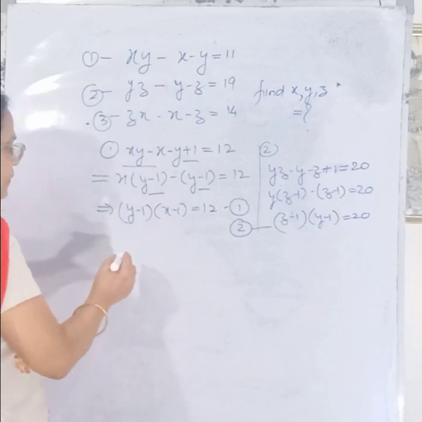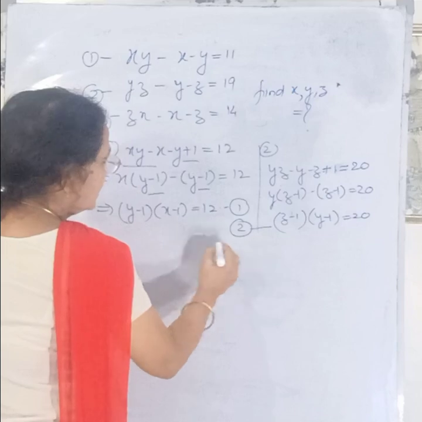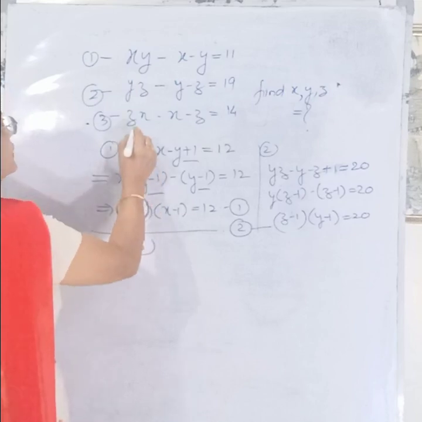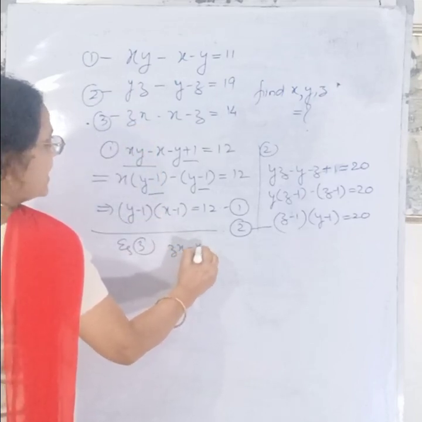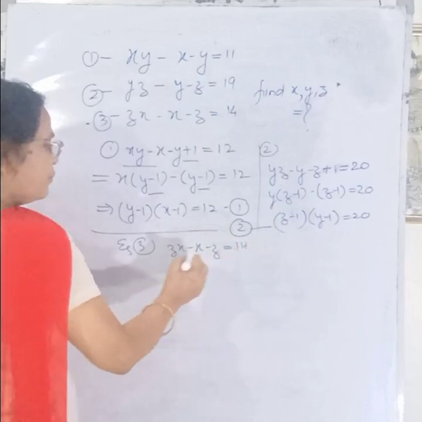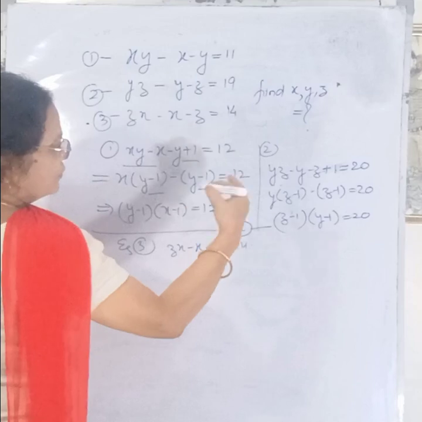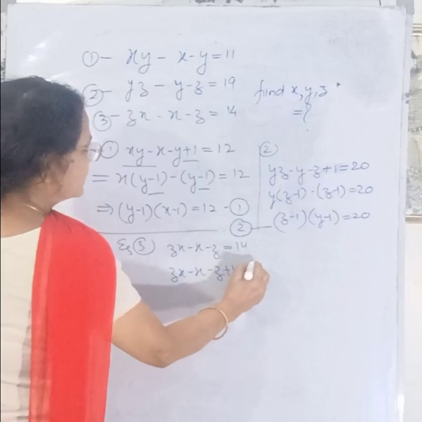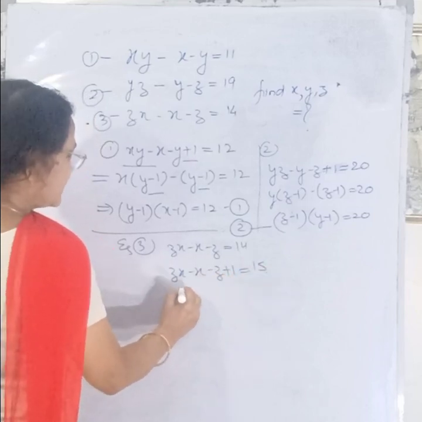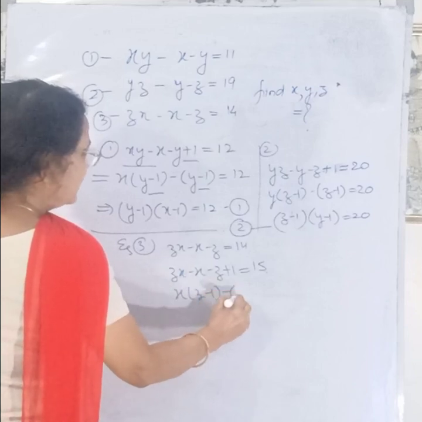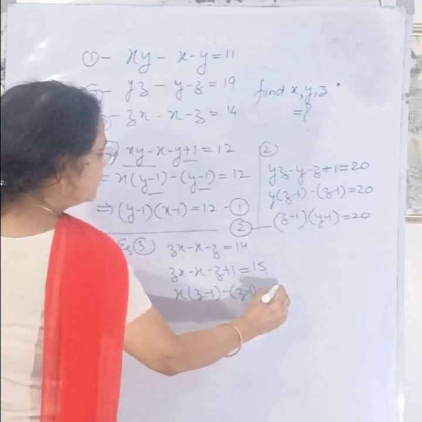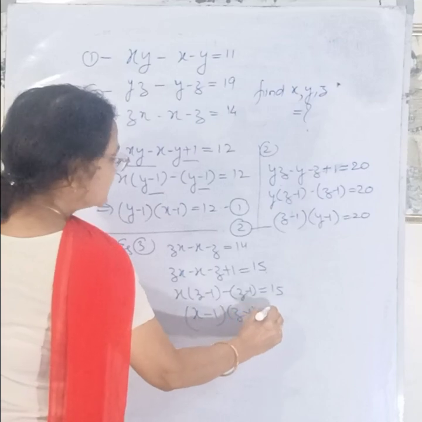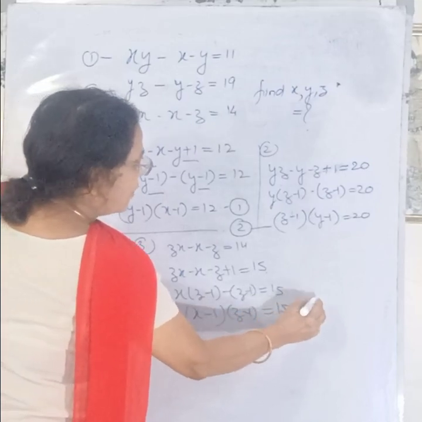Now the third one, equation number 3. It means zx minus x minus z was equal to 14. Adding 1 on both sides, we get zx minus x minus z plus 1 is equal to 15. Now x can be taken as a common factor: x times z minus 1, minus (z minus 1), is equal to 15, or we can say (x minus 1) into (z minus 1) is equal to 15. This is the new form of the third equation.